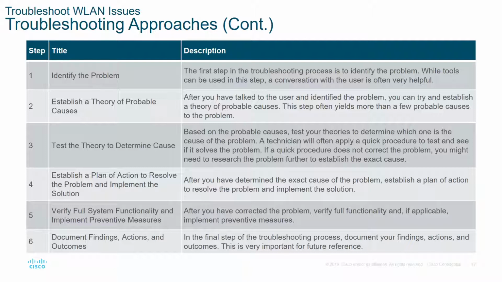After you've determined the exact cause of the problem, establish a plan of action to resolve the problem and implement the solution. Step 5, verify full system functionality and implement preventative measures. After you've corrected the problem, verify full functionality and, if applicable, implement preventative measures. In step 6, the final step, document findings, actions, and outcomes. In the final step of the troubleshooting process, you document your findings, actions, and outcomes. This is very important for future reference.